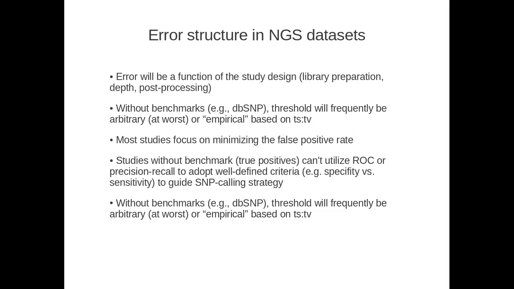One of the things about error in these data sets is that they will be study specific. So how you go about preparing your libraries in the laboratory, the depth of coverage, which often has to do with how much you can afford, how many lanes of sequence data you can collect for a particular individual, and then post-processing, like your alignment processing steps that I described in the last lecture, as well as steps like the base quality recalibration, etc. These things will all affect the error structure in your data.